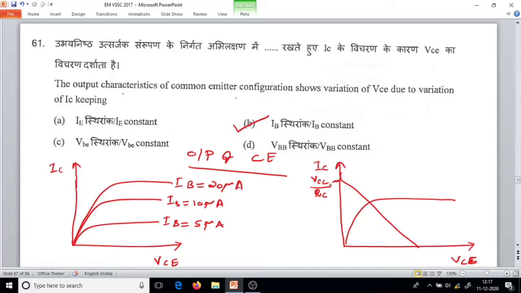So this is the y-axis. On the x-axis, at this point, VCE equal to VCC. Okay, and somewhere here will be the Q point. Maybe this may be for IB equal to 10 microamps. This all will be useful for your exam.